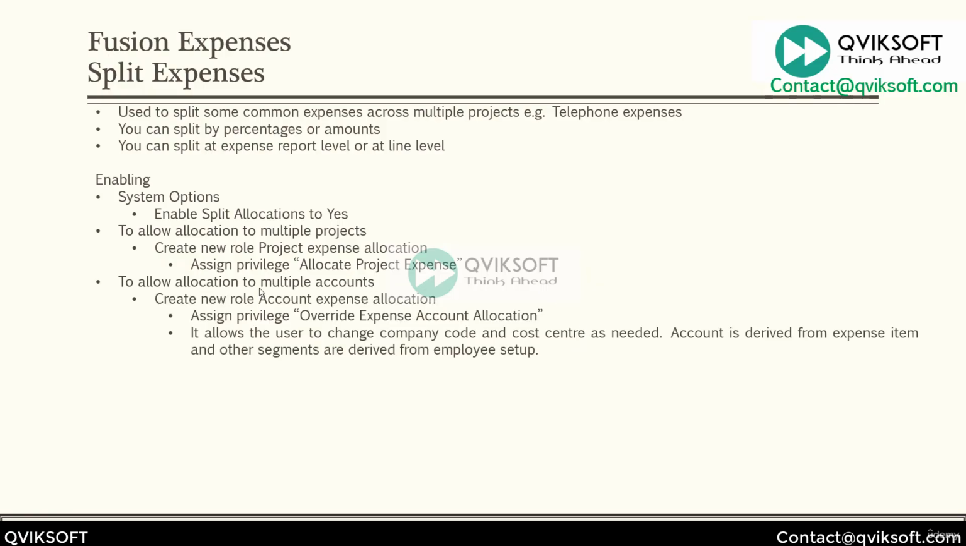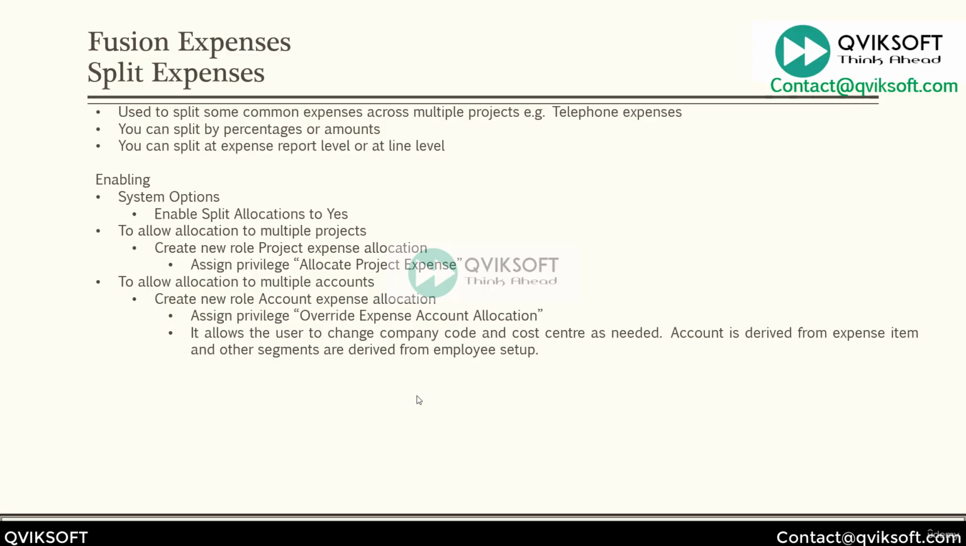Now if you want to allow allocation to multiple accounts, then similar to projects, you have to assign a privilege, expense report account allocation. You can use the same approach. You can assign it to the employee role if you want to give it to everybody, but if you want to give it only to specific people, then you can assign this privilege to a new role and then assign that role to whichever users you want to have this. Once you do this, it will allow the user to change company code and cost center as needed. The account will come from the expense item, and all the other segments will be derived from the employee setup which you have defined in the employee. So this will allow you to have that facility.